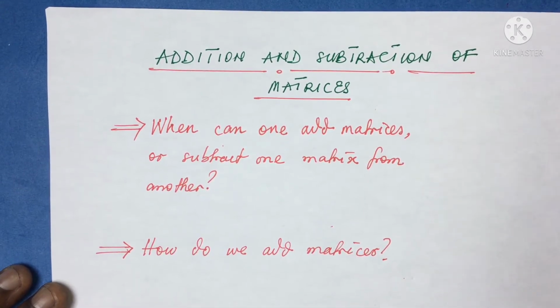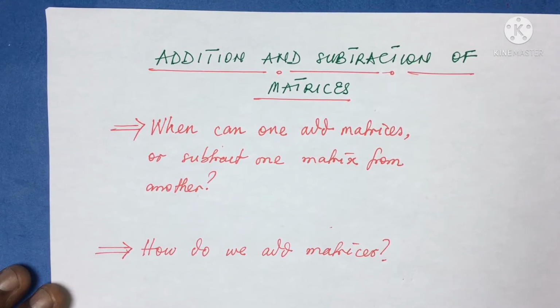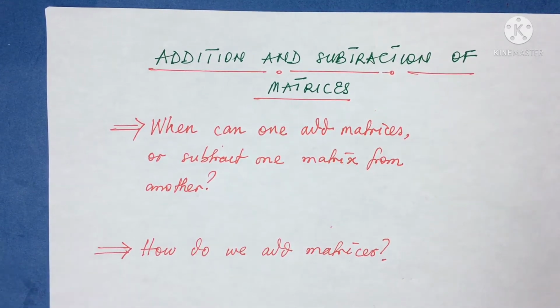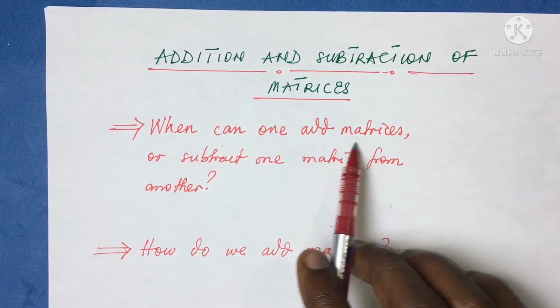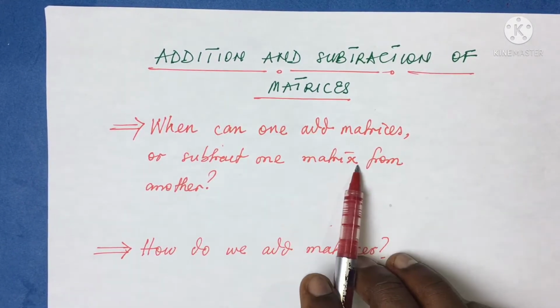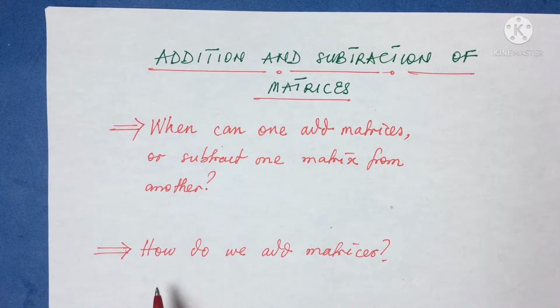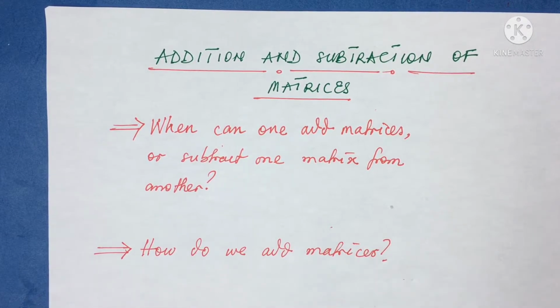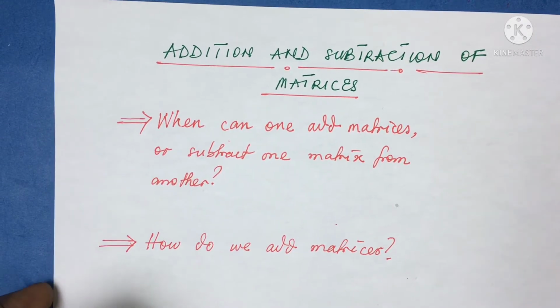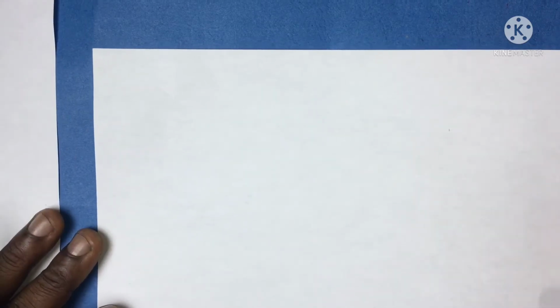Today I shall be talking about matrices and determinants, part 3. In this video I shall consider addition and subtraction of matrices and shall be answering two questions. One, when can one add matrices or subtract one matrix from another? And two, how do we add matrices? So let's start with the first question. When can we add two matrices together, or when can we subtract one matrix from another?